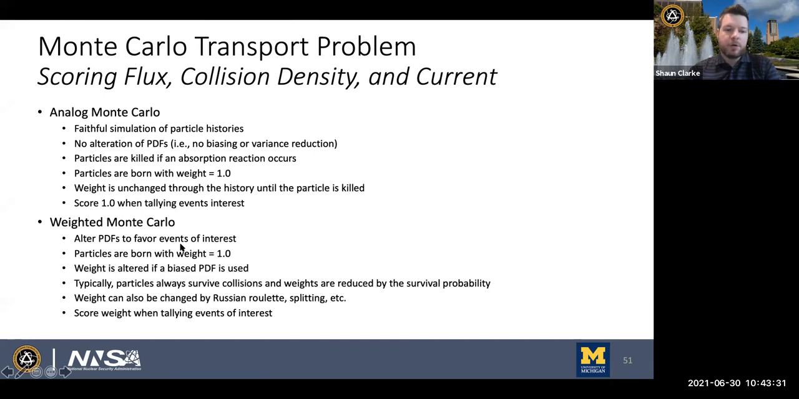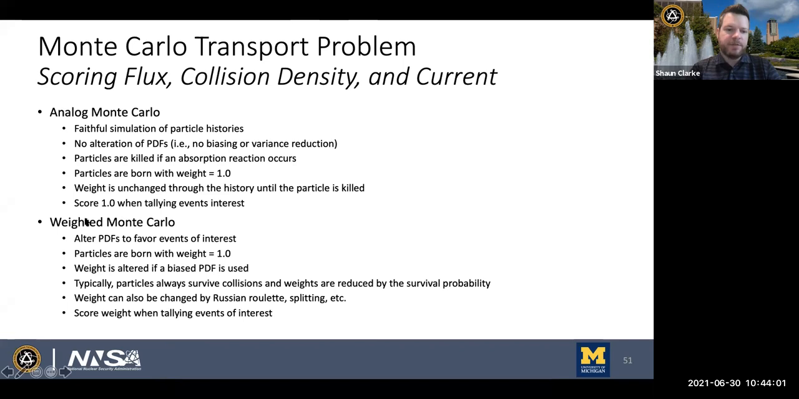In weighted Monte Carlo, or when variance reduction is applied, the user, again, can alter the PDFs to favor events of interest. So if you're really interested in looking at, I don't know, particles in a certain region of the problem, you can do splitting to force particles to go in those directions, for example. And this biasing is often not physical. So the particle's weight needs to be adjusted so that the solution at the end is not biased.